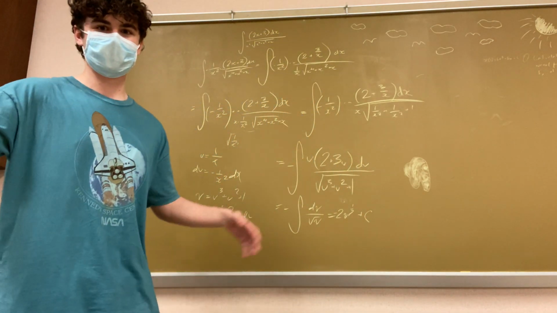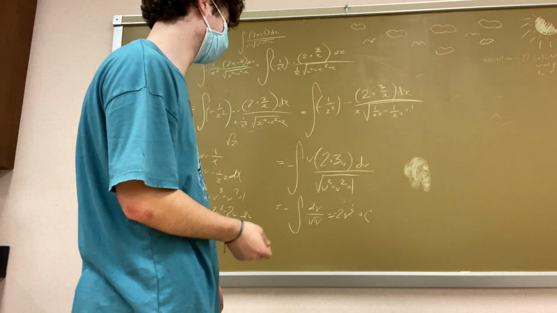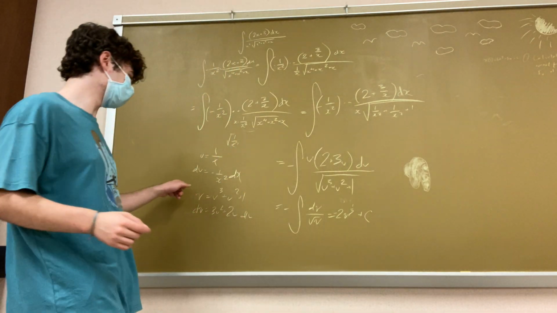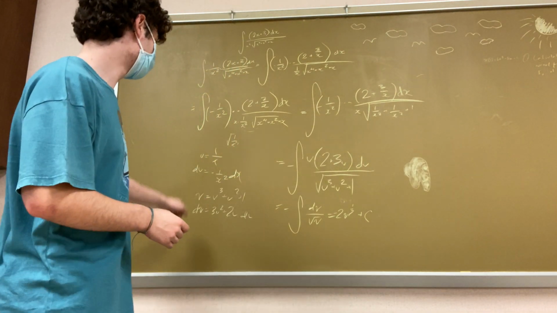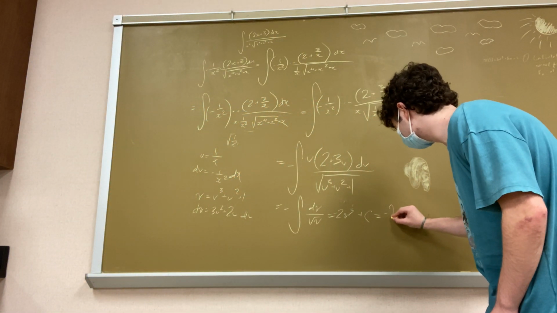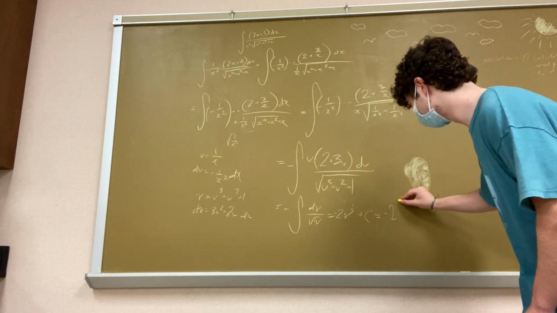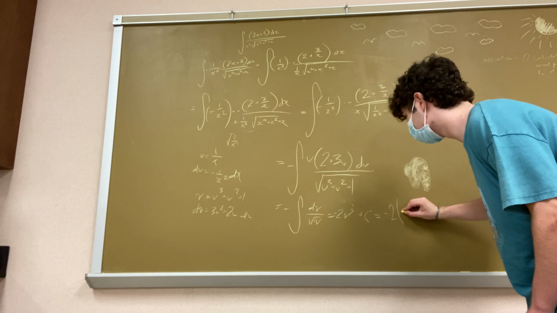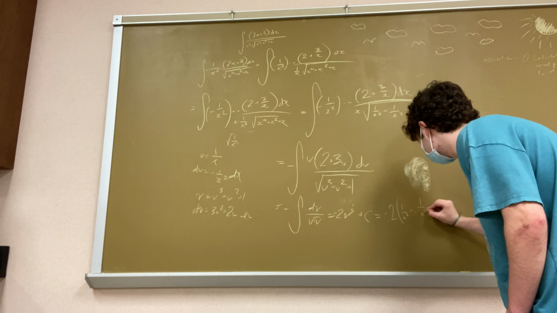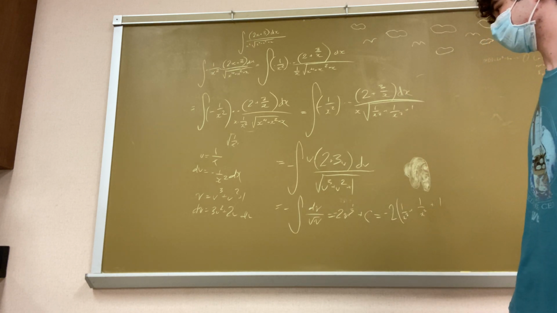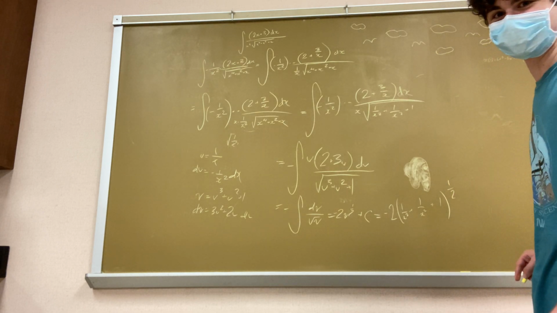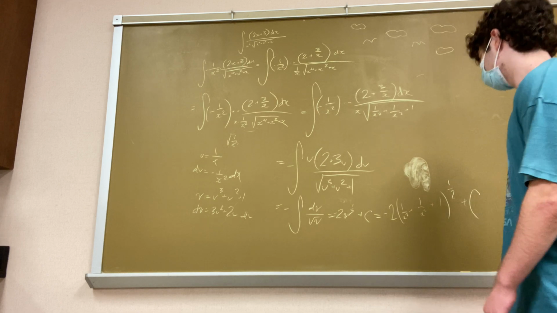And now we're gonna unfold the onion and plug back into v. So v is equal to u cubed plus u squared plus 1, and u is equal to 1 over x. I'm just gonna skip this step and say negative 2 times the quantity 1 over x cubed plus 1 over x squared plus 1, to the 1/2 plus c, and that should be the final answer.